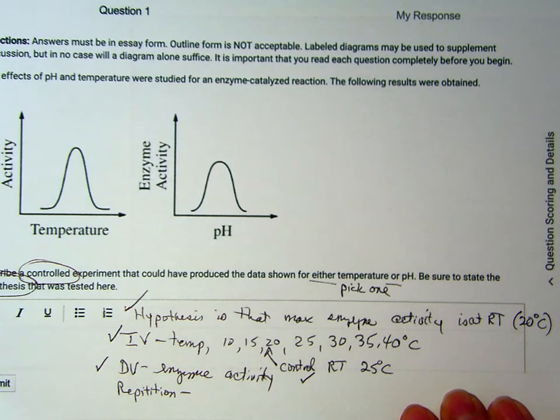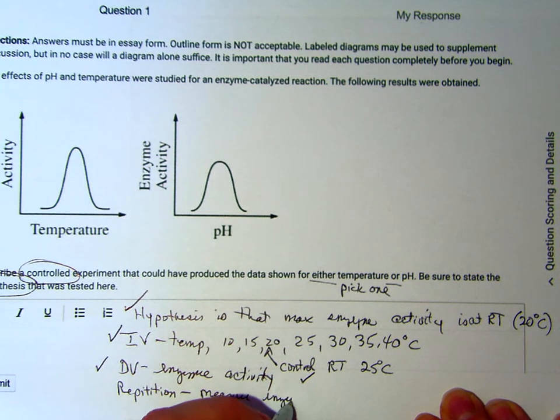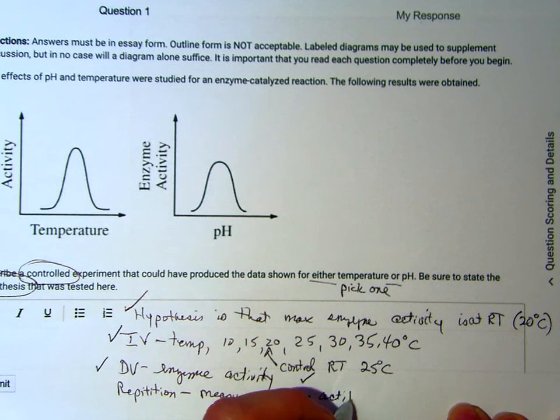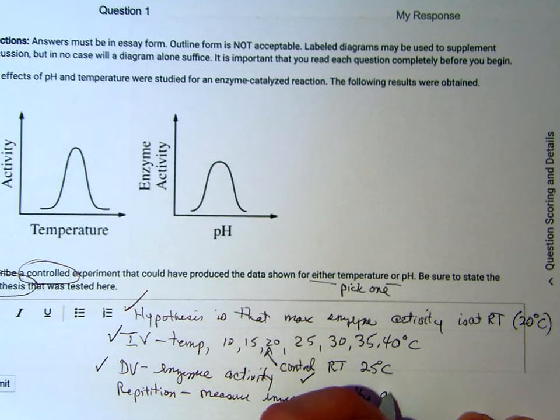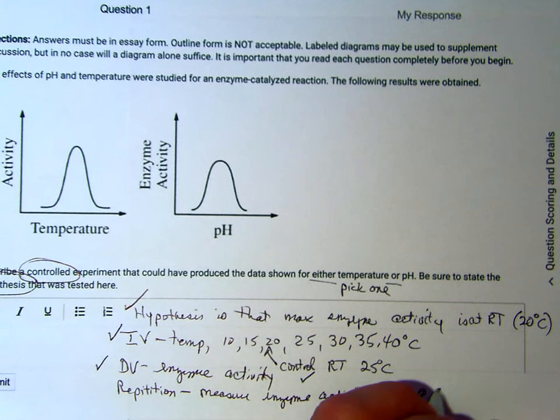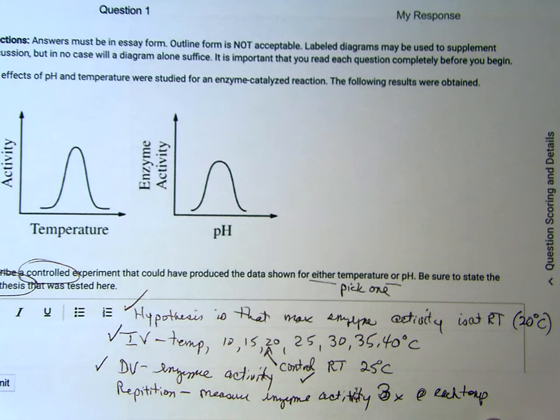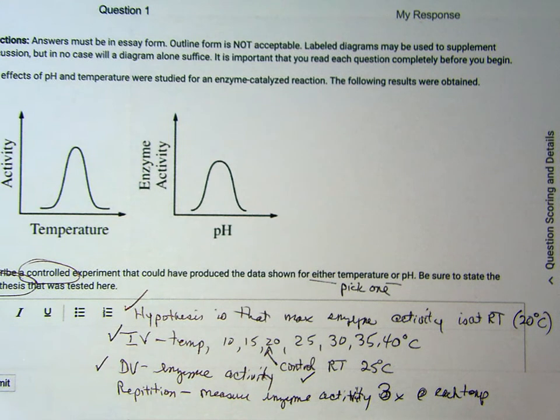If we want to test a new drug for COVID-19, are we going to test it on just one person and then be able to draw a conclusion from that? Of course not. So repetition might be that I might measure the enzyme activity three times at each temperature. So I could take an average and get a better picture of how the enzyme behaves. Three times, five times, something like that. Does that kind of make sense?